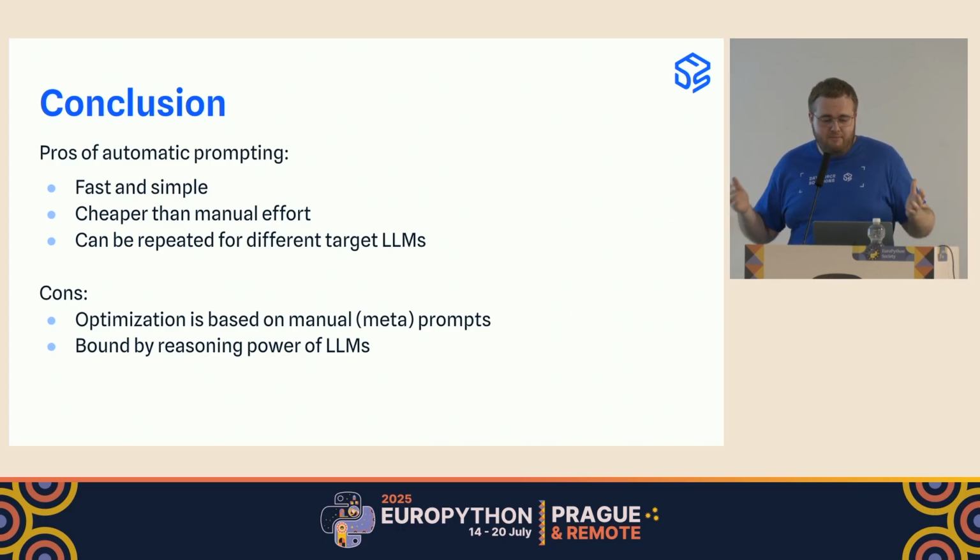However, there are also some limitations. First of all, the underlying prompt optimization procedure still depends on the hard-coded, manually crafted meta prompts. And those meta prompts are not guaranteed to be optimal for your specific task. In addition, by using automatic prompt optimization, you are still bound by the reasoning power of the LLM, which might be limited. Therefore, it might be too early to declare the death of manual prompting for now, yet automatic prompting is a viable alternative, and we definitely encourage you to try it yourself.